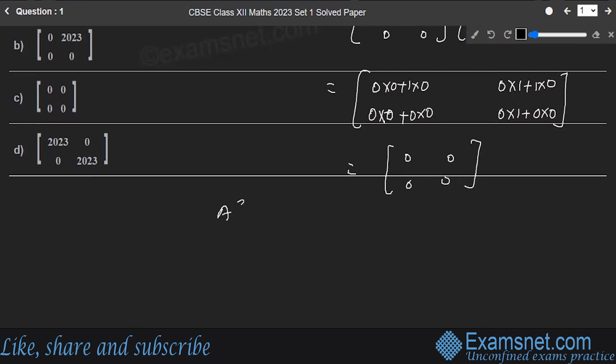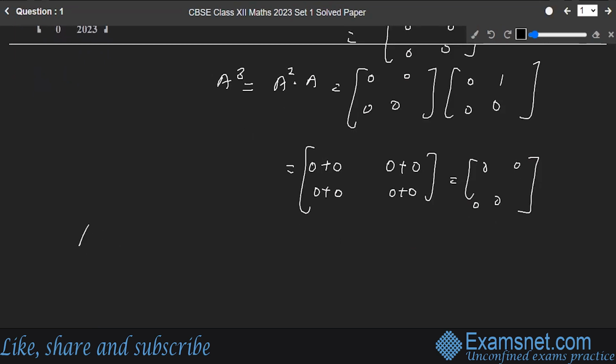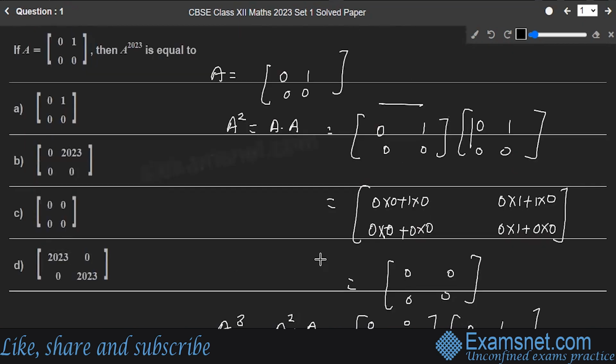Right. Now, A cube is A square into A. That is equal to 0, 0, 0, 0 into 0, 1, 0, 0. Again, on solving, similarly, 0 plus 0, 0 plus 0, 0 plus 0. So everything is going to be 0. Again, this is 0, 0, 0, 0 only. So similarly, you will keep on calculating and you will find out A raised to power 2023 is equal to nothing but the null matrix, 0, 0, 0, 0. That is option C. Hope you understood this.